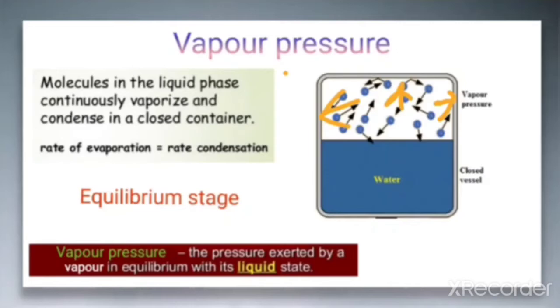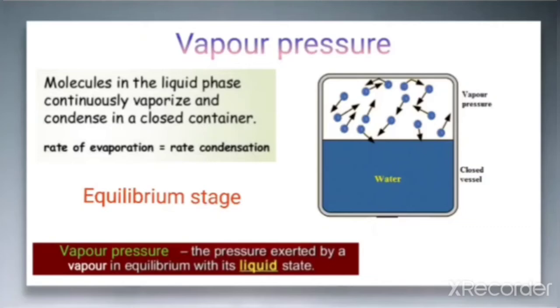In simple words, what is vapor pressure? It is a pressure exerted by vapors. Particularly when we define this, it is a pressure exerted by the vapor in equilibrium with its liquid state, that is, in the equilibrium stage. So that pressure is called vapor pressure. We can say that in the equilibrium stage, the amount of liquid remains constant. This state is called the dynamic equilibrium stage.